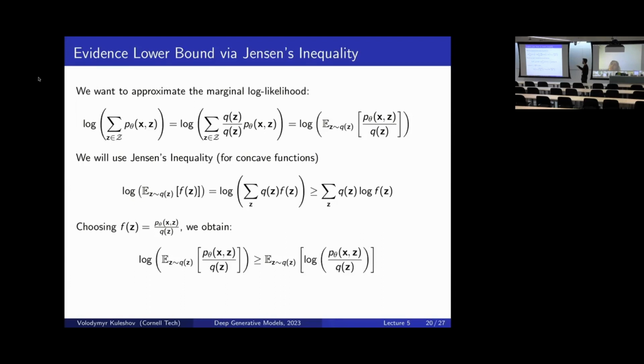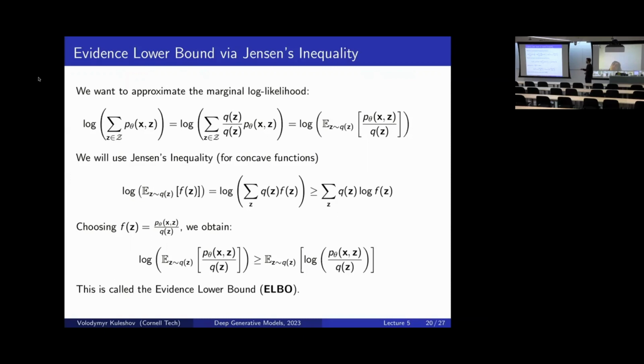We're going to let f of z be the ratio of p over q, and then applying Jensen's inequality with this choice of f, we have the following relationship. So the two terms that I had on the other slide that had the inequality, they're not the same, but they're still related because the expectation of a log is a lower bound on the log of the expectation. Okay, so they're still related, and this is going to be very useful. In fact, this term, which is the expectation of the log, has a name. It's actually a very important objective in generative models. It's called the evidence lower bound, or ELBO for short.